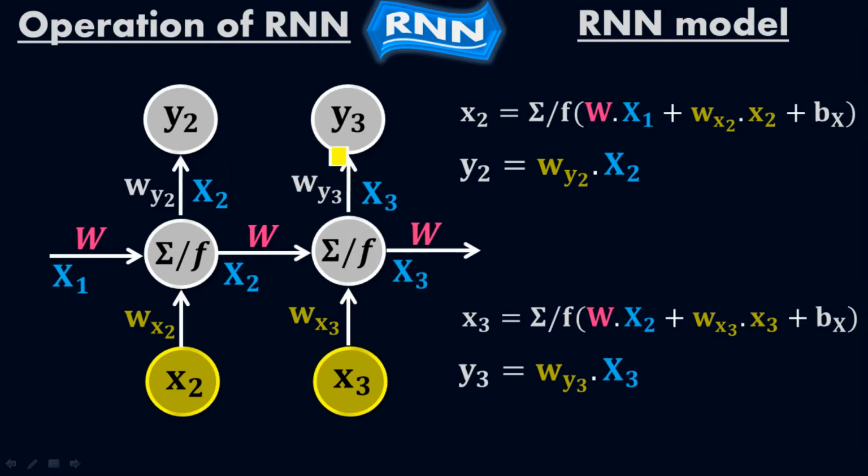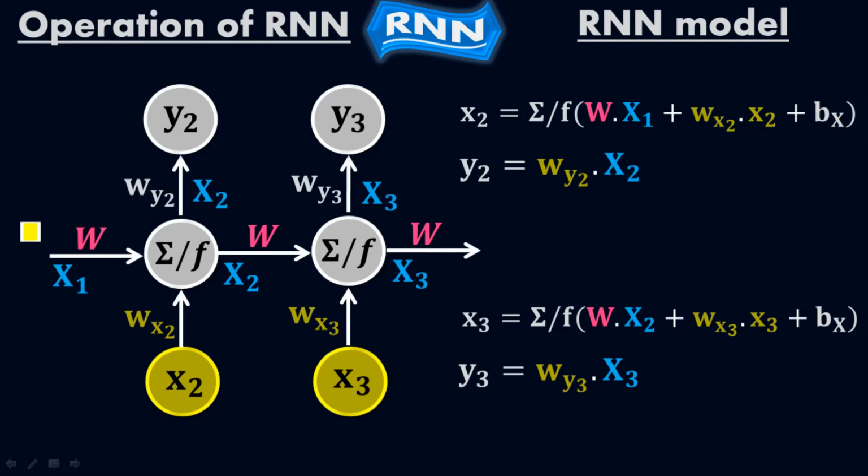Here is the mathematics behind the scene. This is the technical part of the RNN. So logically what is going on inside the RNN model is exactly happening here. When you look at the x sub 2 input, here we have summation with the activation function of, so we have w times x sub 1 plus w sub x sub 2 times x sub 2 plus b sub x.